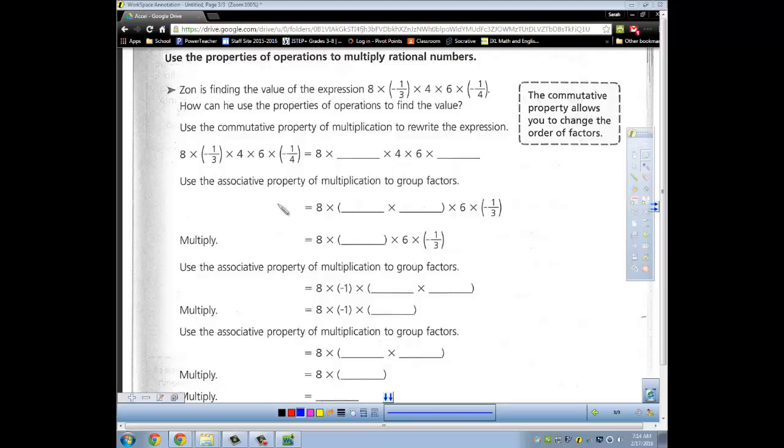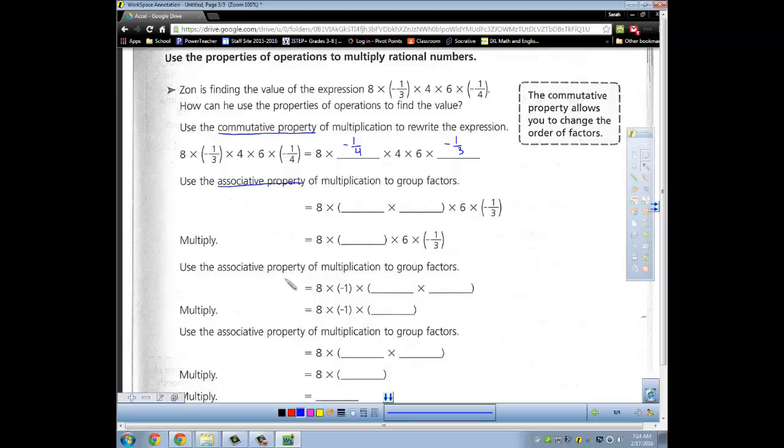So the first thing that they're going to do is the commutative property, which says that you can move stuff around if it's multiplication or addition, and everything will be okay. So they're going to move their negative 1/4 closer to the 8 and the 4 because 4 goes into 8 and 4 goes into 4. They're going to move their negative 1/3 closer to the 6 because 3 goes into 6 evenly. And you don't have to do it this way, just for some people it's helpful to do it mentally.